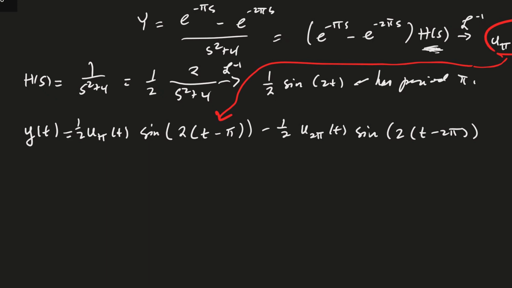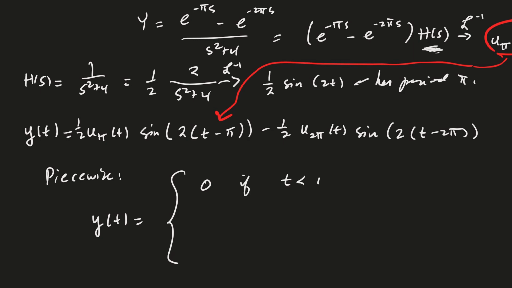Now, if I were to write this piecewise, what would it look like? y of t is equal to 0 if t is less than pi, right? And then at time pi, I get 1/2 sine of 2 times (t minus pi) if t is between pi and 2 pi.